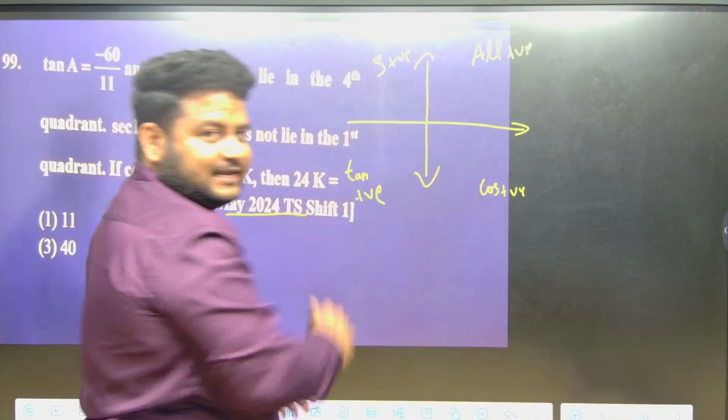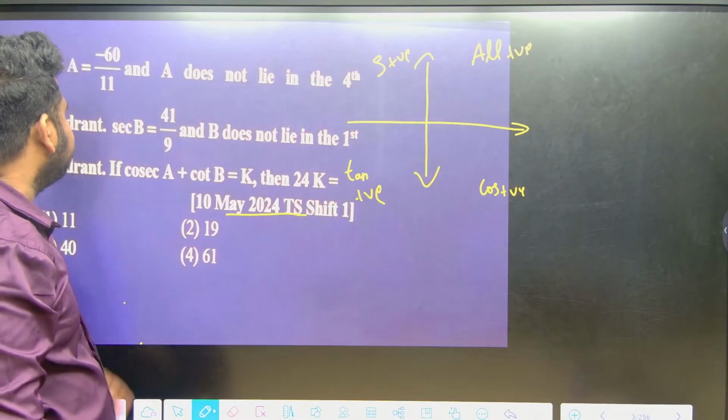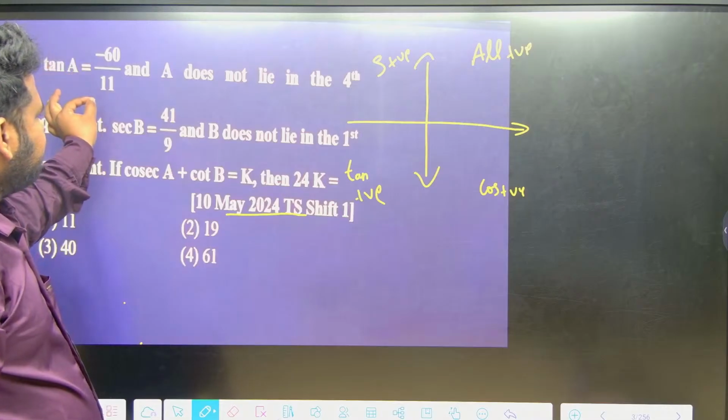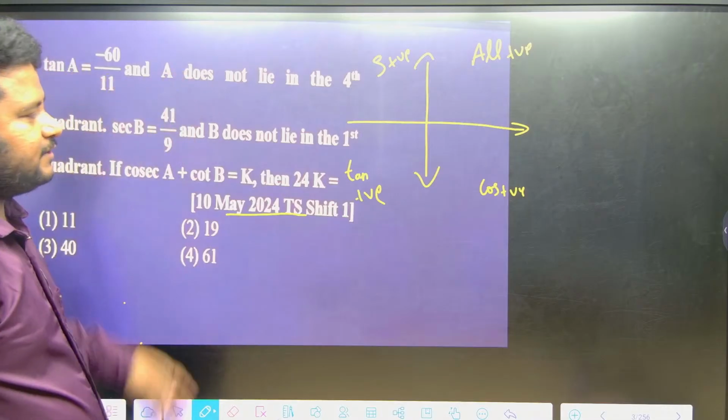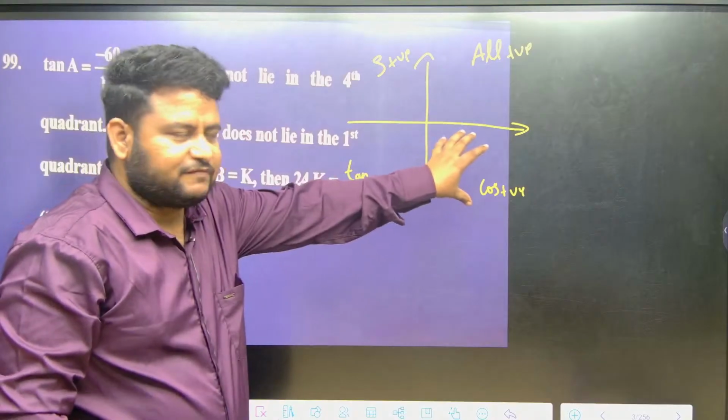Okay, we know that, right? ASTC rule, this is what I told you. Now they are telling tan A is equal to minus 60 by 11, and A does not lie in the 4th quadrant. That means what? A should not lie in the 4th quadrant.